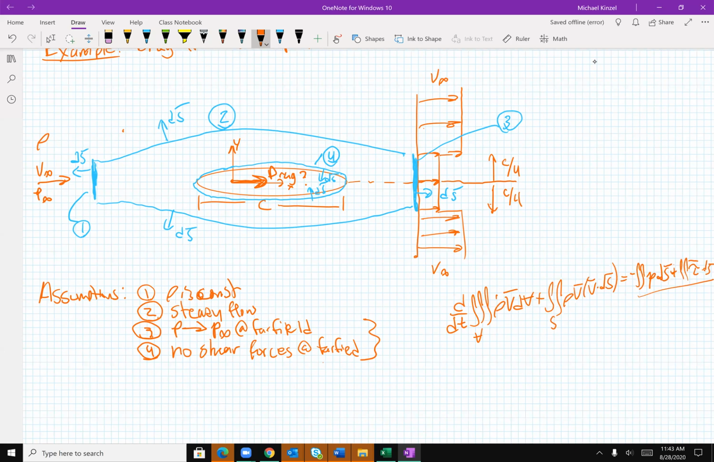The key thing about surface 2, which are these two surfaces right here, is that they are streamlines. They don't always have to be streamlines, but we want them to be streamlines. The reason why we want them to be streamlines is we don't want to have flux. If they're not a streamline, flux can come in and flux will go out as the flow moves around this body. We don't want to evaluate that.